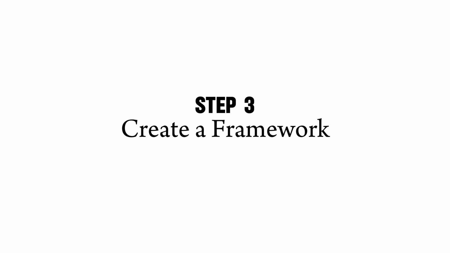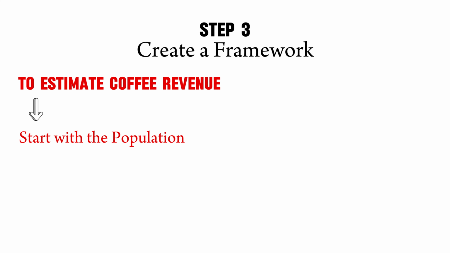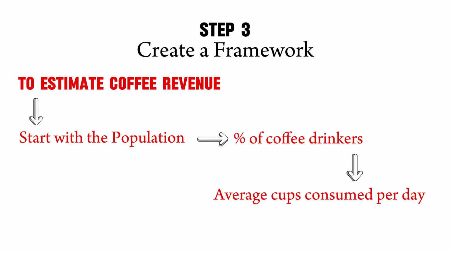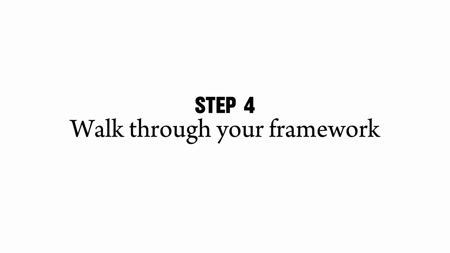Break the problem into smaller logical components. For example, to estimate coffee revenue, start with the population, narrow down to the percentage of coffee drinkers, estimate the average number of cups consumed in a day, and multiply that by the average price per cup. Step 4. Walk through your framework systematically. For each step, explain your reasoning clearly.